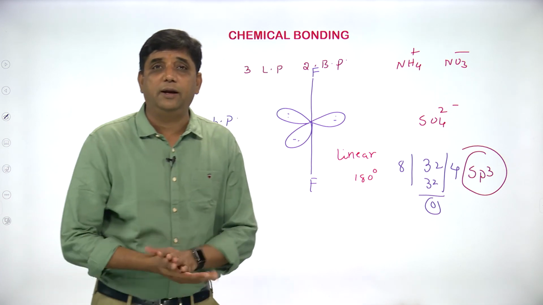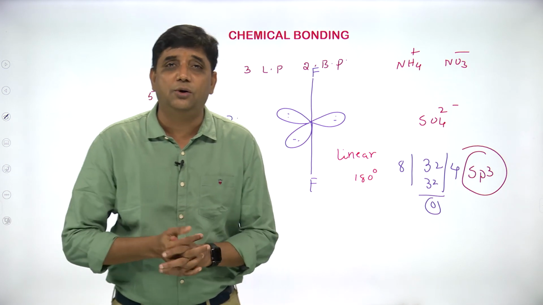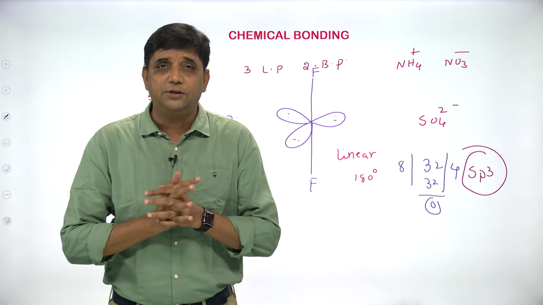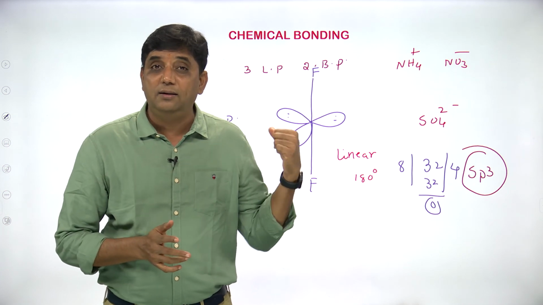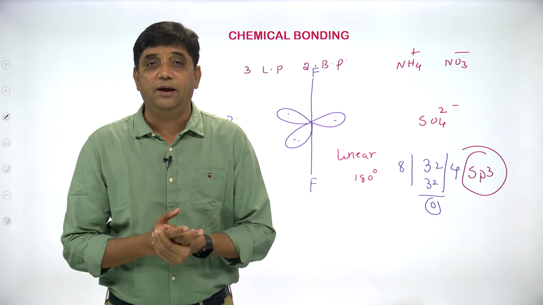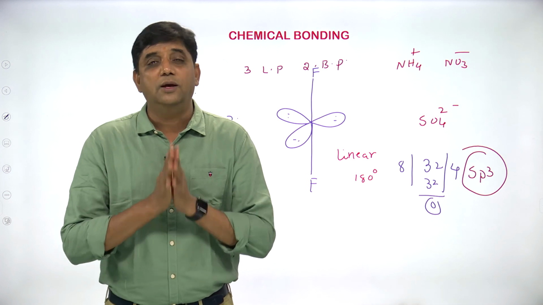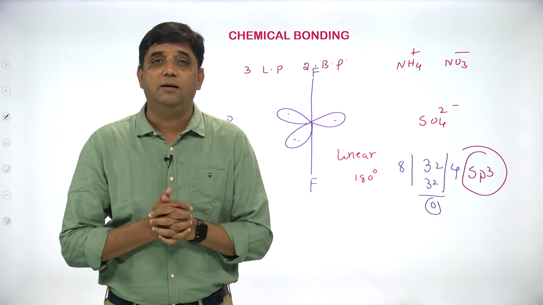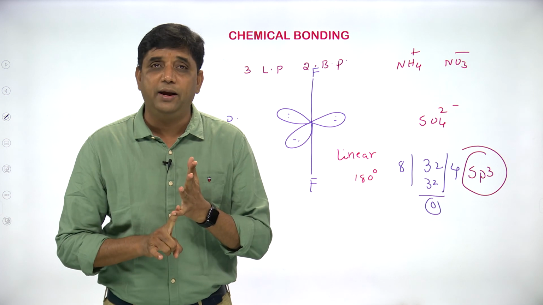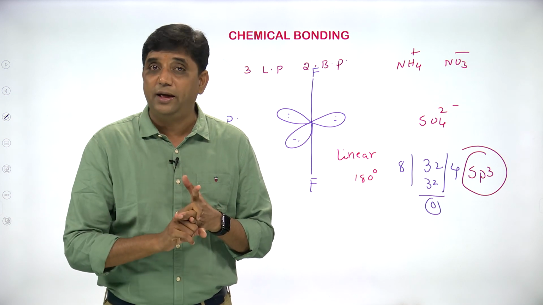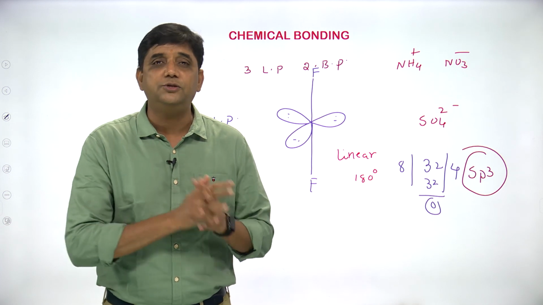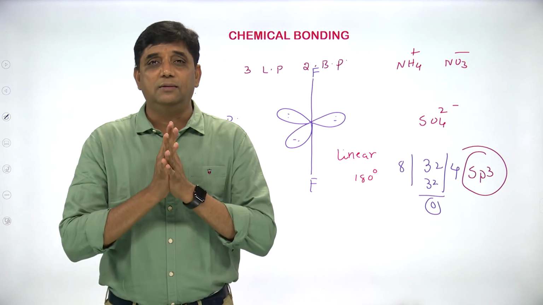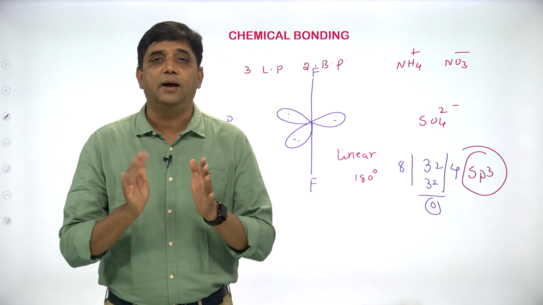NH4 plus and NO3 minus we have already done, students. So this is all about hybridization. We have completed total hybridization and worked on the shortcut methods and formulas I have explained. By using those formulas you can solve any question that is asked on hybridization. The table is very important and the two formulas I have explained are very important. With that table and formulas you can solve any question on hybridization.